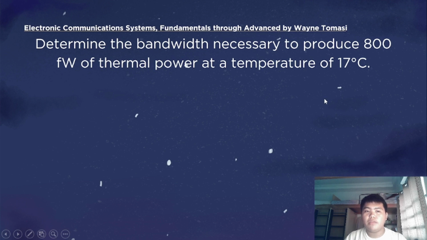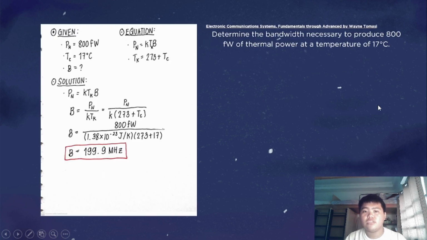So, another problem is to determine the bandwidth necessary to produce 800 femtowatt of thermal power at a temperature of 17 degrees Celsius. So we have the given thermal power, to be specific, 800 femtowatt, and a temperature of 17 degrees Celsius. So we need to find the bandwidth and we have this given equation P sub n is equal to KTB to determine the unknown bandwidth.